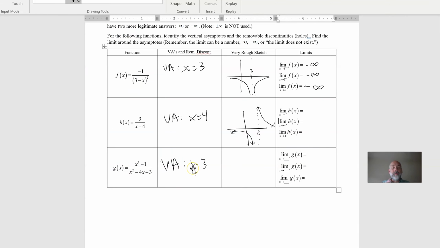So there actually is a removable discontinuity. I could write it down below. There's a removable discontinuity. I know this is really bad, but I'm just putting it down here at x equals 1. There's a hole in the graph where 1 does not work in this function, and so there's a removable discontinuity.